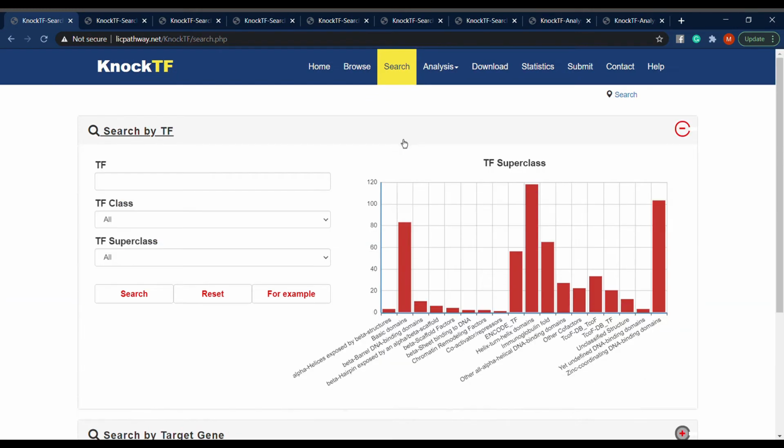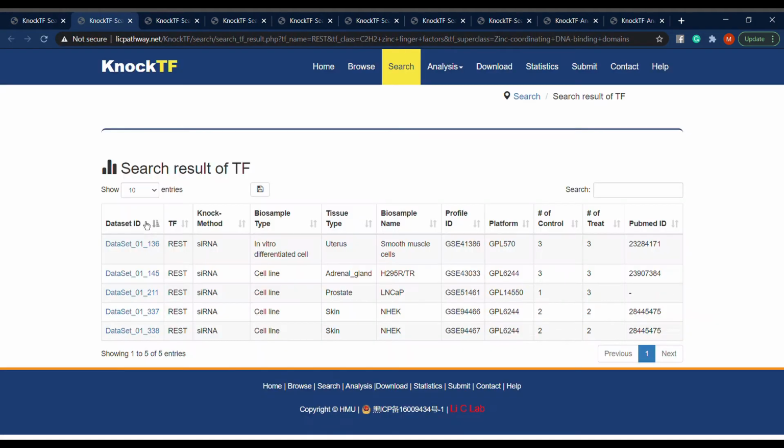Search by TF allows you to find data on a specific TF or a type of TF. You can search by TF class or superclass, or you can look up a specific TF. This section visualizes all of the TFs in the database by superclass. If I search for the REST TF, I get 5 datasets from different tissue sources.